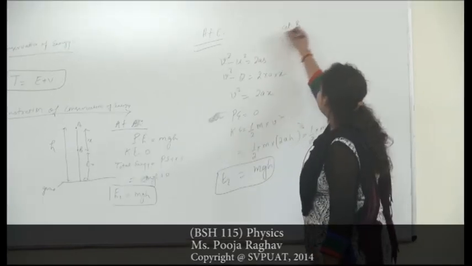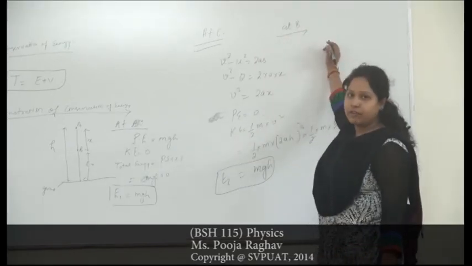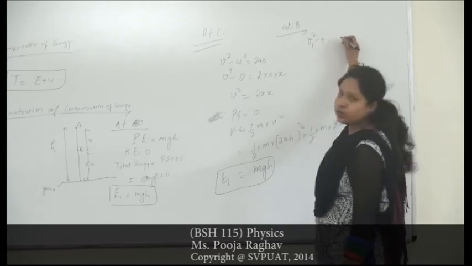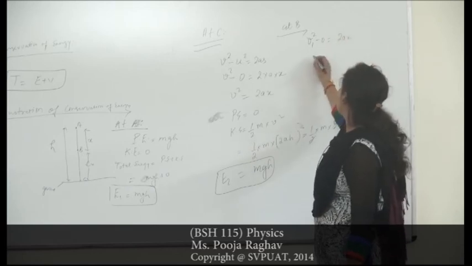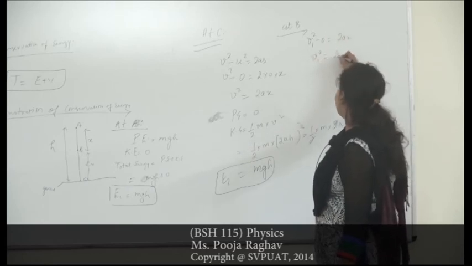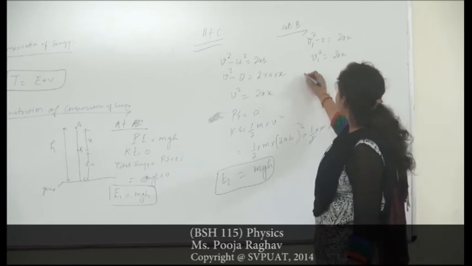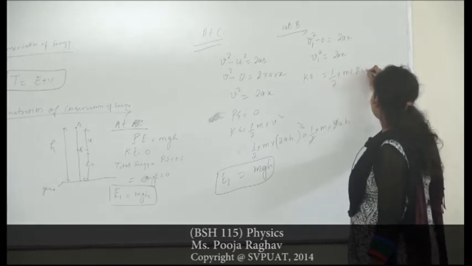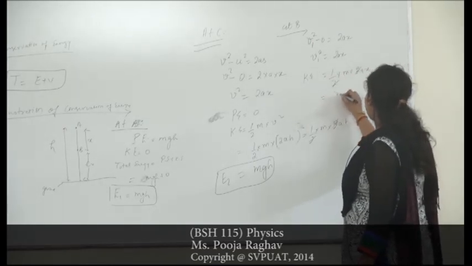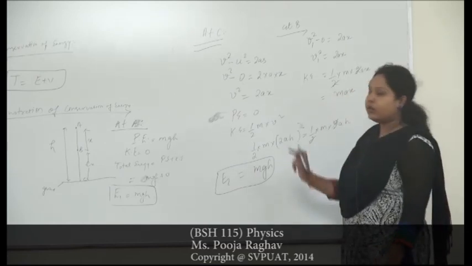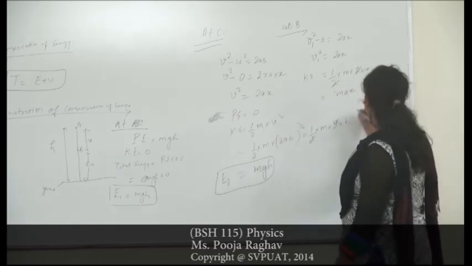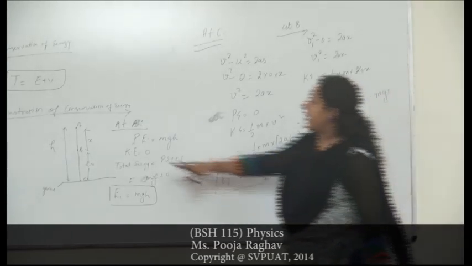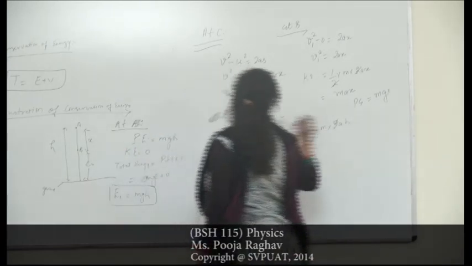And at point B, firstly we calculate the v1. The answer will be v1 square minus 0 equals 2ax. v1 square equals 2ax and the kinetic energy becomes half into m into 2ax, that is max. And we calculate the potential energy at point B, which is mgh. Here h is h minus x.